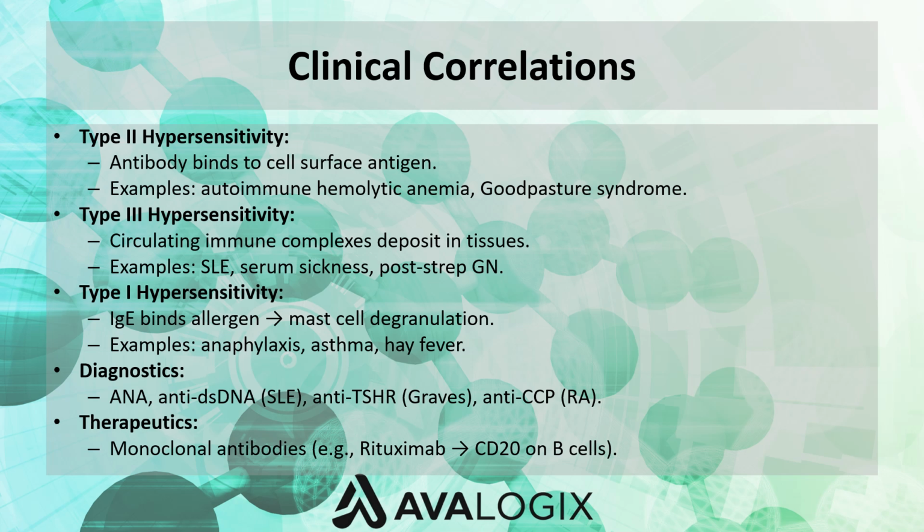We also see antigen-antibody interactions in diagnostics. For example, anti-dsDNA and ANA in lupus, anti-CCP in rheumatoid arthritis, and anti-TSH receptor antibodies in Graves' disease. Finally, therapeutic antibodies, like monoclonal antibodies used in cancer and autoimmune diseases, rely entirely on engineered antigen-antibody interactions. Rituximab, for instance, targets CD20 on B cells. So the clinical relevance is immense. Understanding antigen-antibody dynamics allows us to predict disease mechanisms, interpret lab results, and even design treatments.